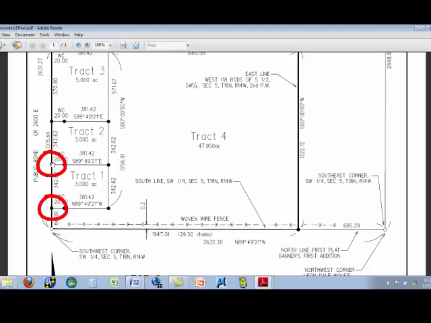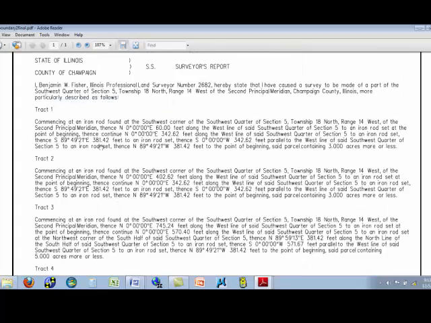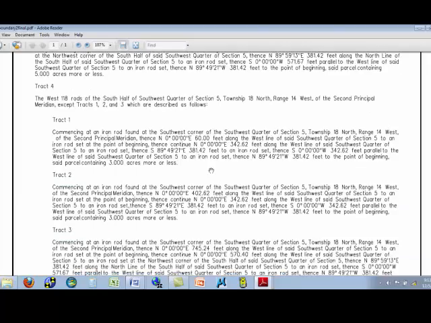In this case, we have a point of beginning for Tract 1 that is here. The point of beginning for Tract 2 is here. The point of beginning for Tract 3 is here. All 3 of those lots share the same point of commencement. Tract 4 has to be whatever is left from the original tract.